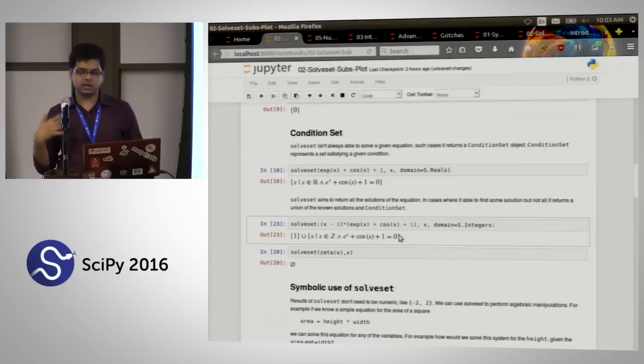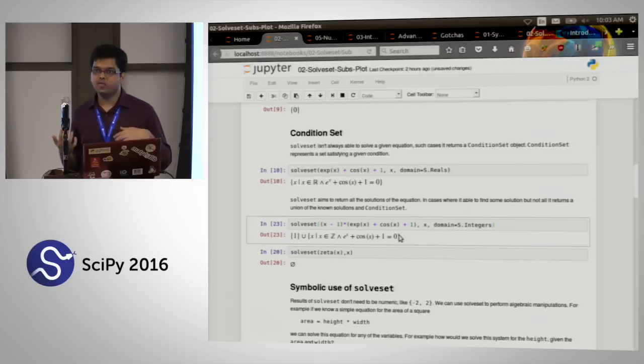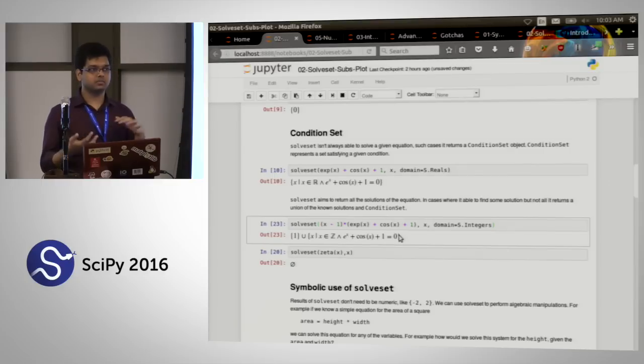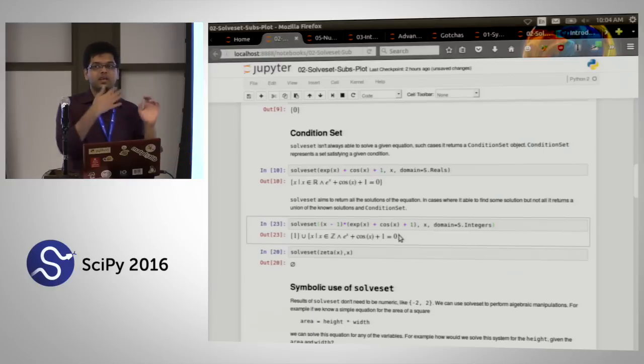In the backend, when you give a different domain, it sometimes uses different algorithms. For real, it has different algorithms, and for complex domain, it has different algorithms. And for integers, we'll try to use Diophantine. So this is supposed to be a common API for everything. If you go 2 years back, to solve a Diophantine equation you had to specifically call the Diophantine solver, and there was no clear separation between the real solver and the complex solver. So solve set fixes most of those things.